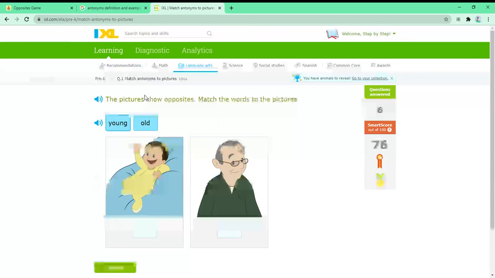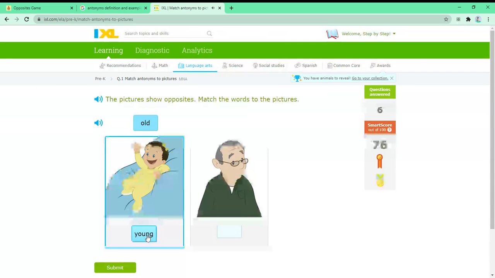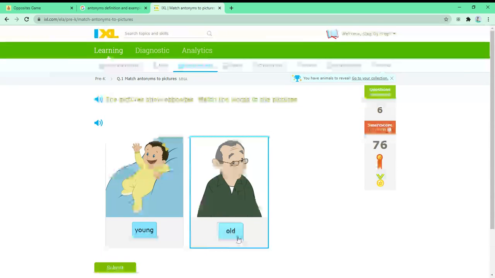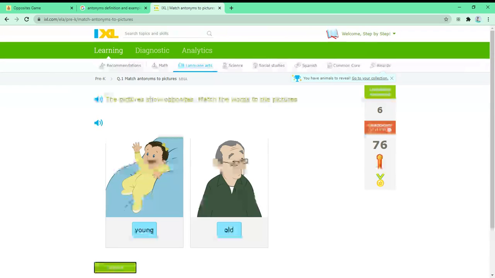All right, the pictures show opposites. Match the words to the pictures. Listen to the words carefully. Young, old. So we know that this baby is very young because she's very small and tiny and she can't even talk. This guy's old because he has wrinkles on his face and he's wearing glasses and he's much bigger than the baby. So he's older. The opposite of young is old and the opposite of old is young.